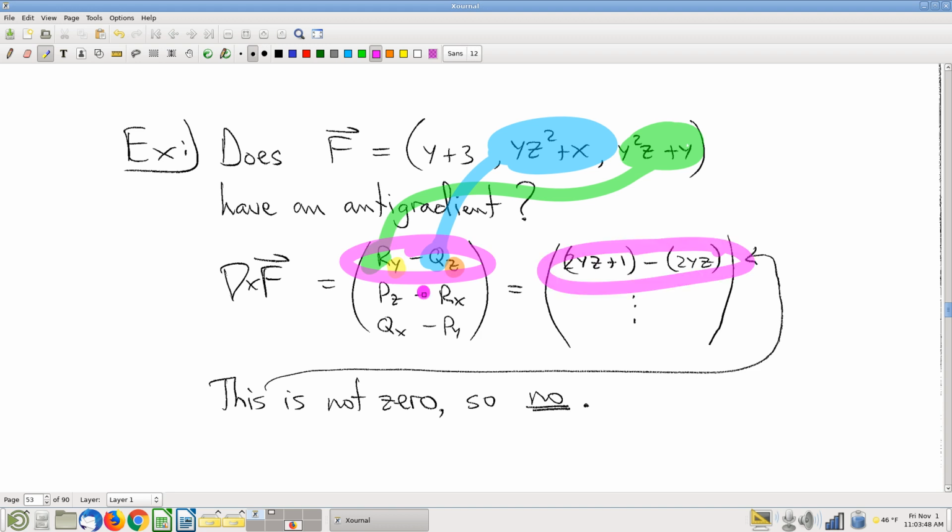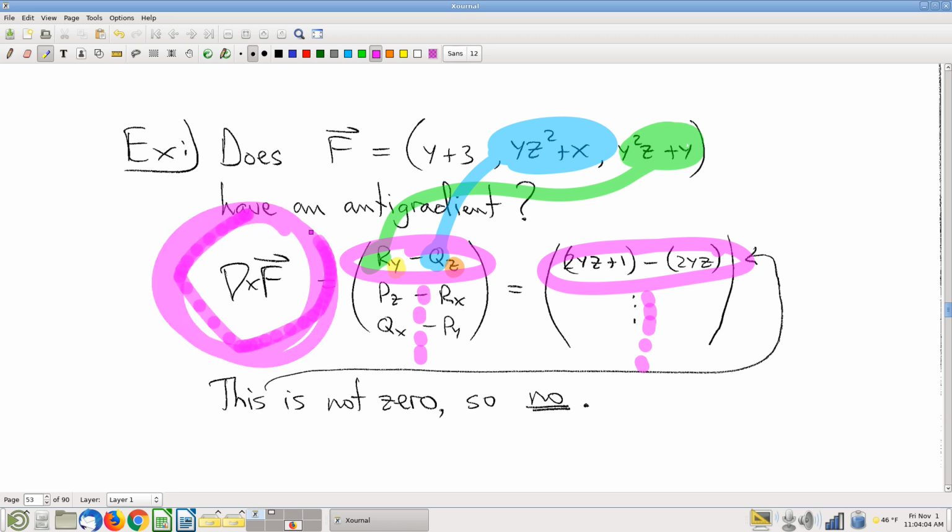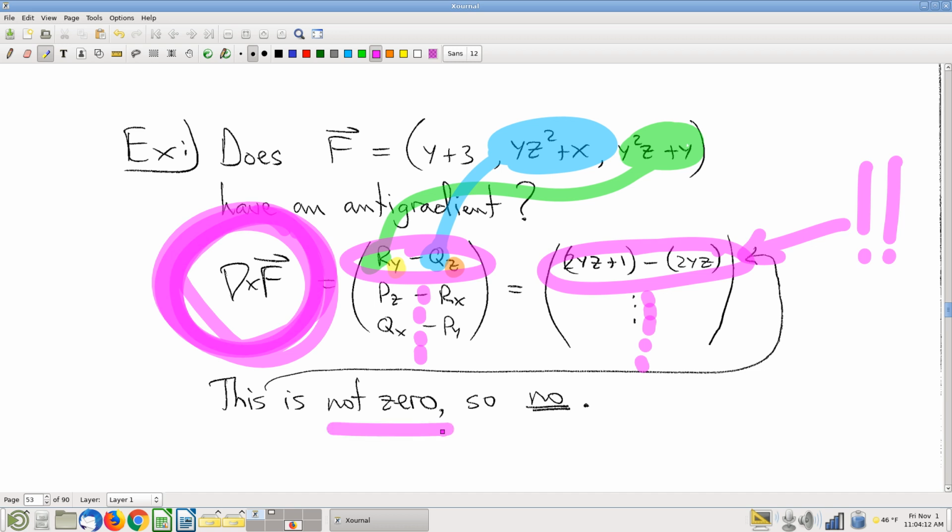And then, etc. for the remaining components. But notice, in some sense, you don't even really have to continue in this case. That first component's not zero. If the first component's not zero, I don't even really care what the other components are. As a vector, this cannot be zero, because the first component is not zero. So as a vector, that's non-zero. So non-zero curl means there's no anti-gradient.